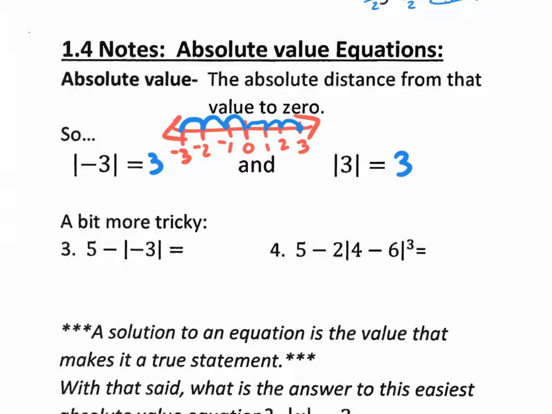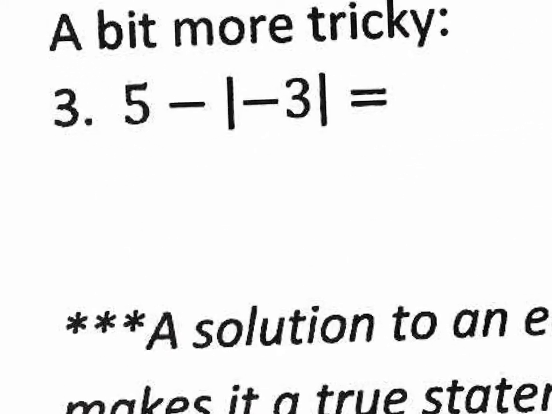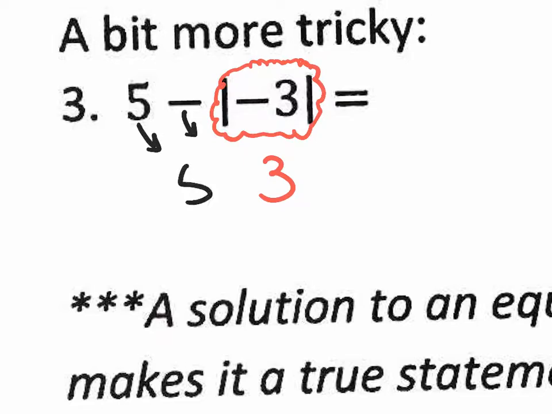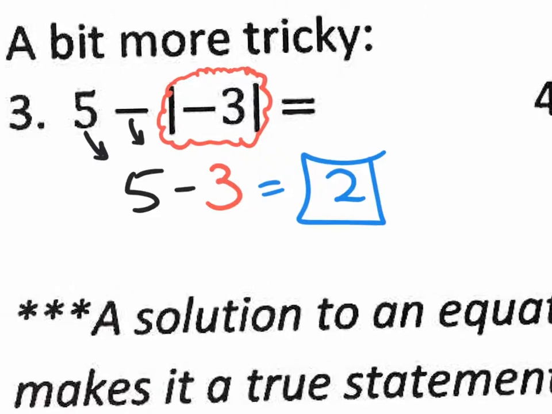It's a bit more tricky though because we're so used to not having absolute values. Some of us would like to change this to a plus plus. That would be incorrect. We can do, and we should do, the absolute value of negative 3 first. What's the absolute value of negative 3? 3. So we have a 3 right here, no more absolute values, and the 5 and the negative are going to come down. 5 minus 3 is 2. That's your answer for that question number 3.